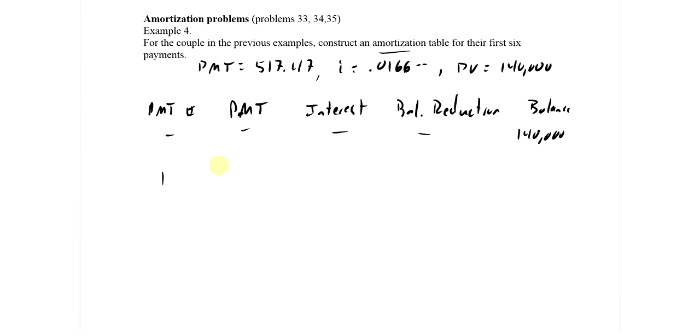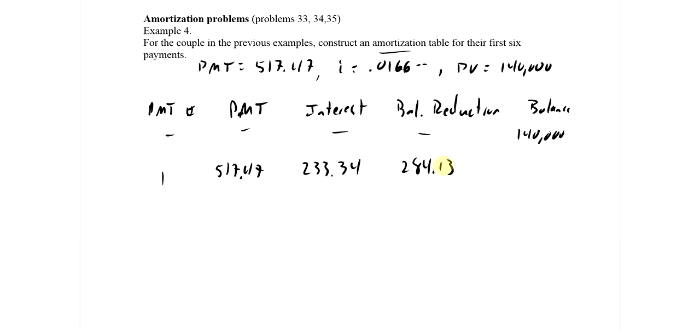Payment 1. That's $517.47. How much interest do they owe? Well, the balance is $140,000. That's the interest rate. So balance times interest is how much interest is owed. That's $233.34. So out of this payment, this much goes to interest. So the rest of it goes to the balance reduction. So I take payment minus interest, and that gives me $284.13. So this amount of money goes to reducing the balance.